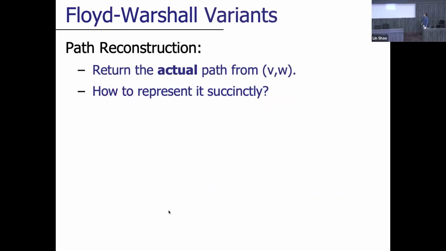All right, let's move on to talking about some of the variants. One variant would be path reconstruction. It means that we actually do not only care about the cost or the weight along the path. We actually want to have a way to return the actual path from V to W, and how we're going to represent it efficiently. I just leave this for you to consider.